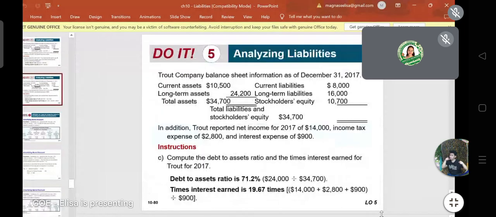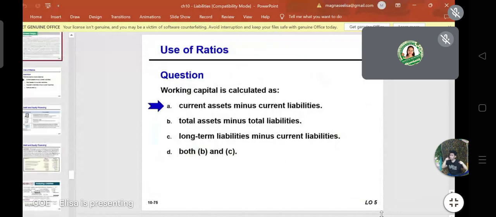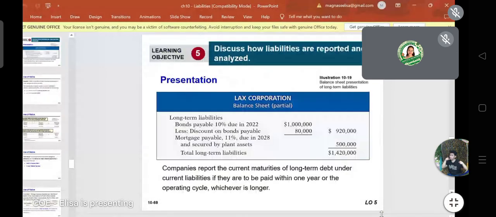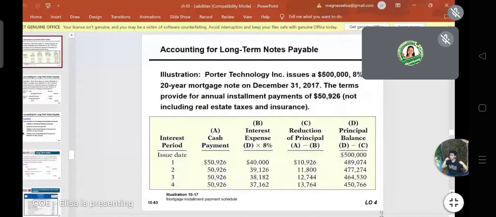Okay, so I would like to go back to the computation of this one. What is important here is the recording, in this case, for a 500,000 note: a 500,000, 8%, 20-year mortgage note. The terms provide an annual installment of 50,925.